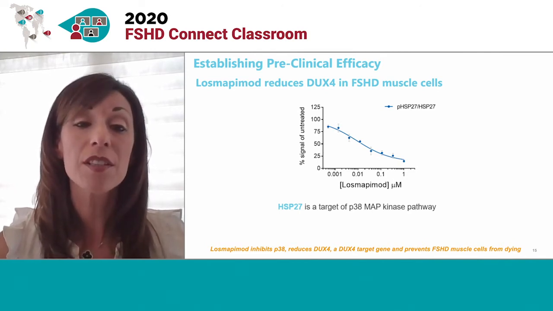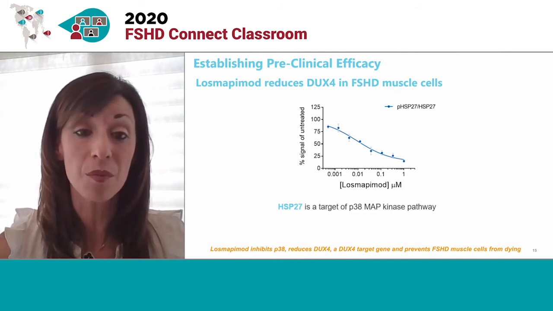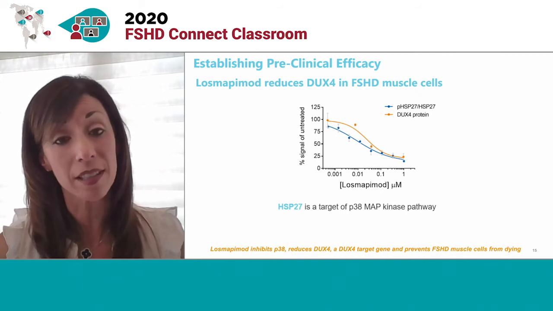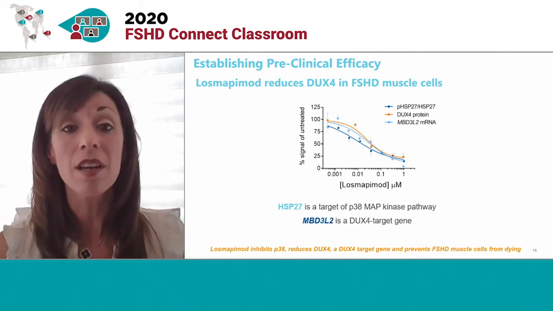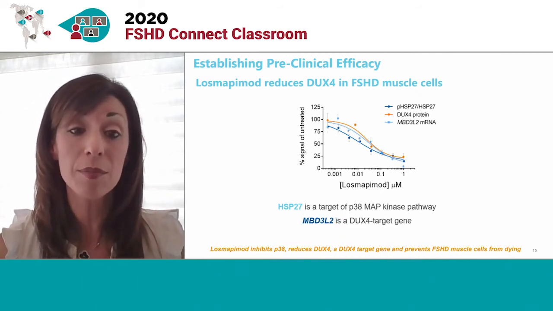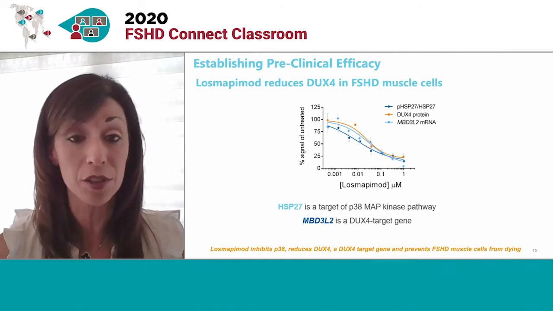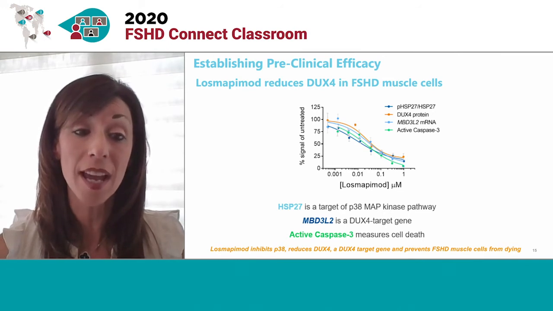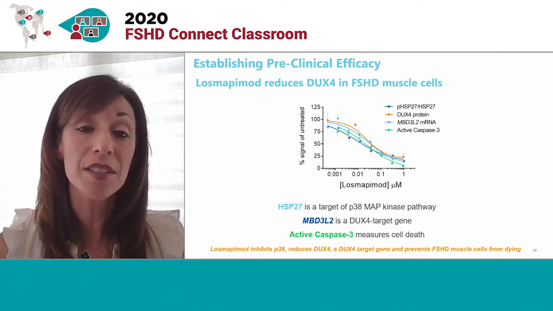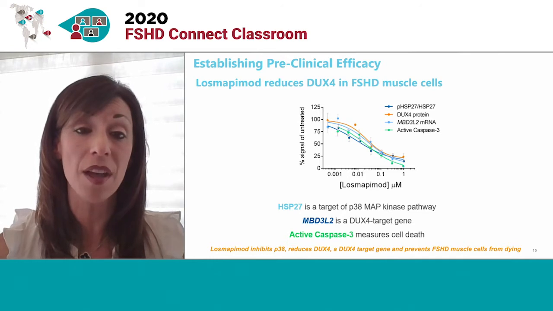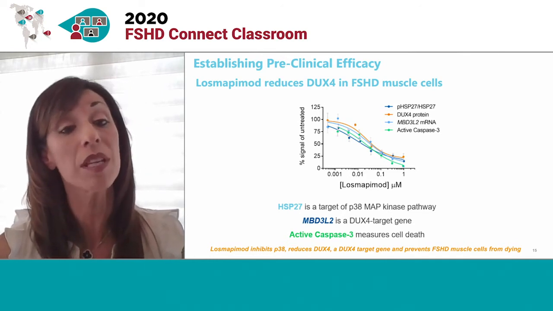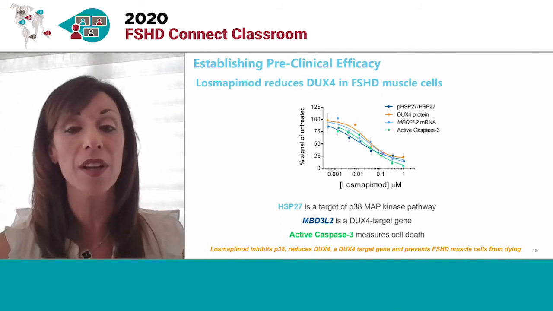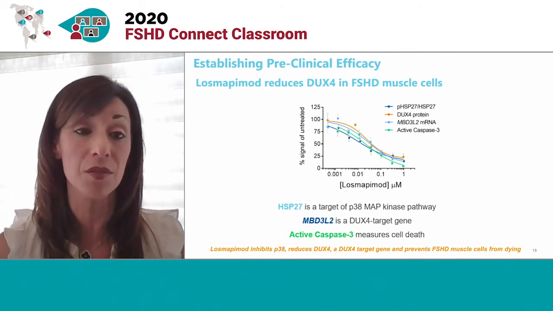And we saw that as there is increased inhibition of P38 alpha, there is a concomitant decrease in the expression of DUX4 protein, as well as its downstream target gene, MBD3L2, and also active caspase-3, which is a measure of cell death. So we were able to see in our cellular models of FSHD that losmapimod inhibits P38, reduces DUX4, the DUX4 target gene, and also prevents FSHD muscle cells from dying.